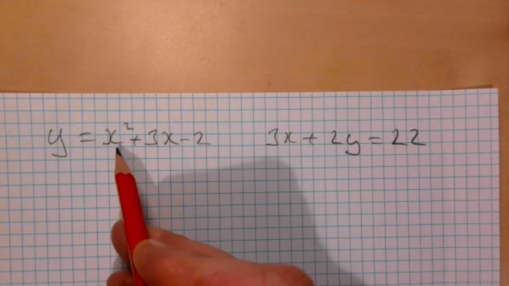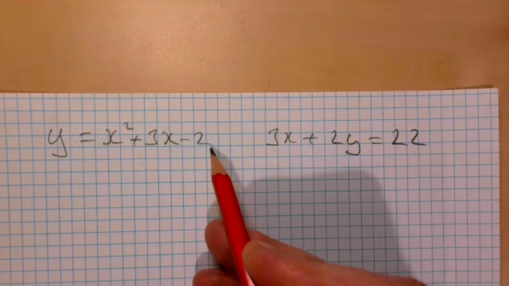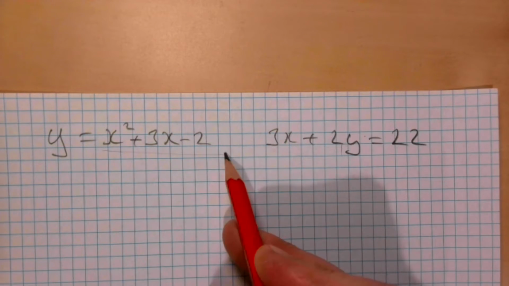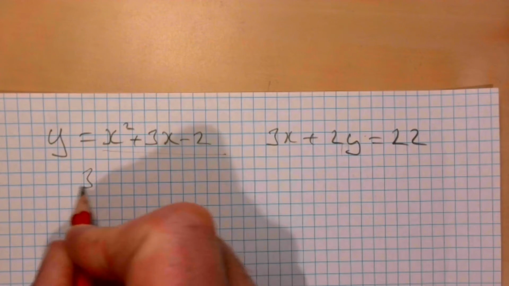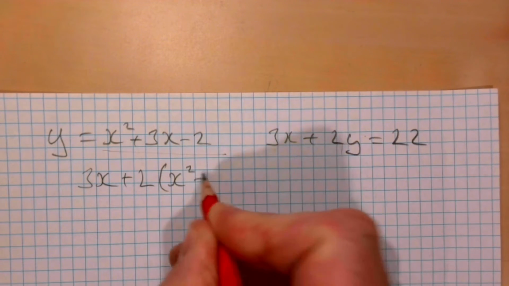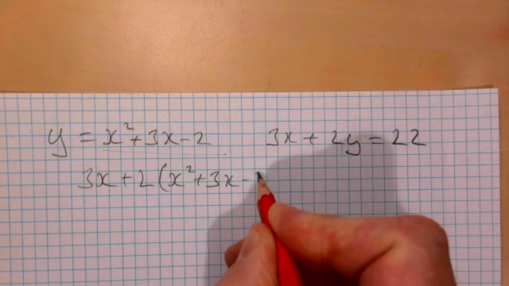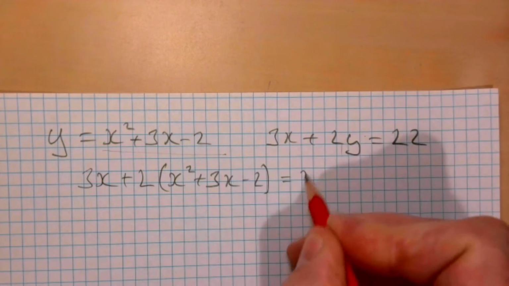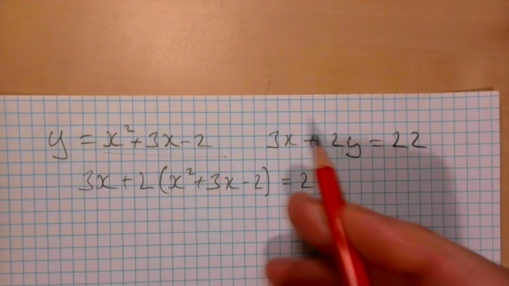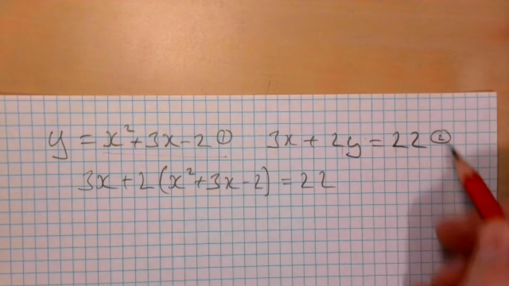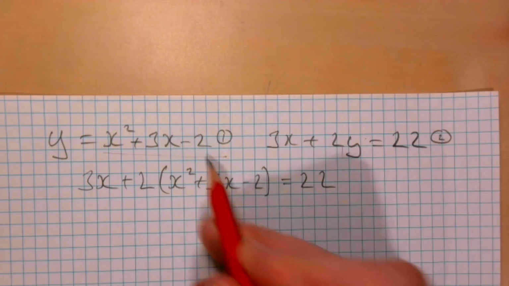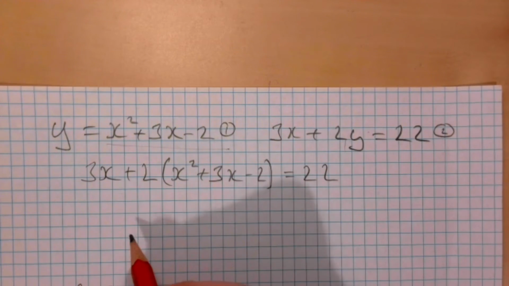We know y equals x squared plus 3x minus 2. I'm going to exchange this y here for this and then try and tidy it up. So it's going to be 3x plus 2 times (x squared plus 3x minus 2) equals 22. Take a wee second, see if you can see what I've done there. I've simply written out what I'm going to call equation 2 again, only I've exchanged my y for x squared plus 3x minus 2. Let's try and tidy this up now.